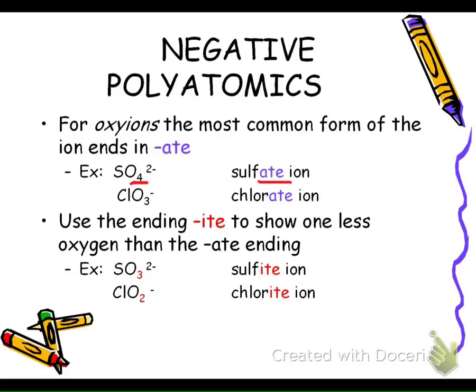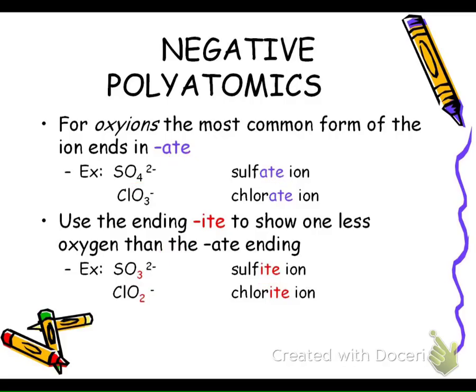The helpful hint for memorizing those that end in ATE and ITE is noting that the ATE form always has one more oxygen than its companion that ends in ITE. For example, sulfate you simply must remember is SO4 2-. However, if I want to write the sulfite ion, I would take one oxygen away, so it would become SO3 2-, and I would write sulfite ion. The charge stays the same.